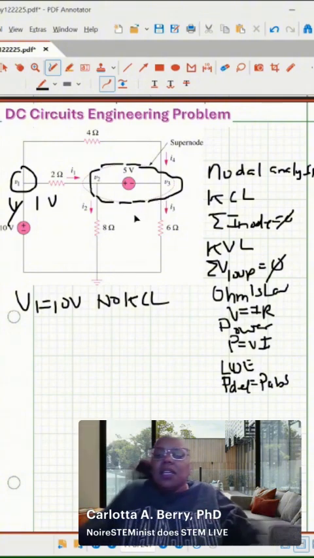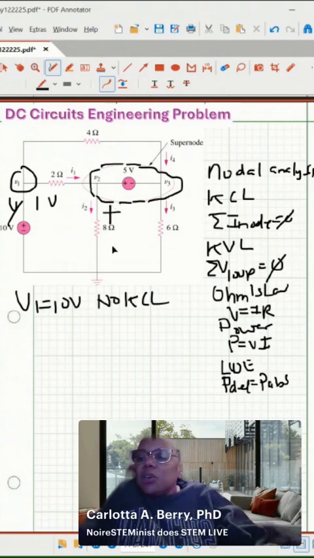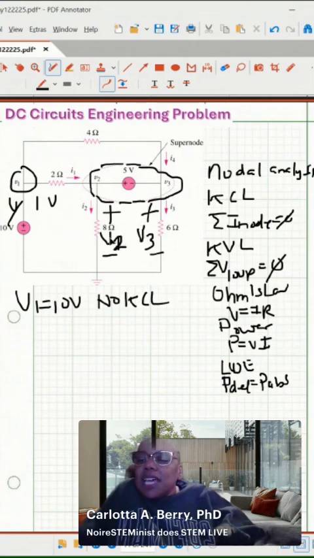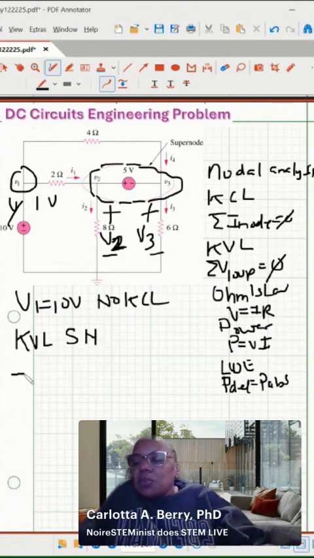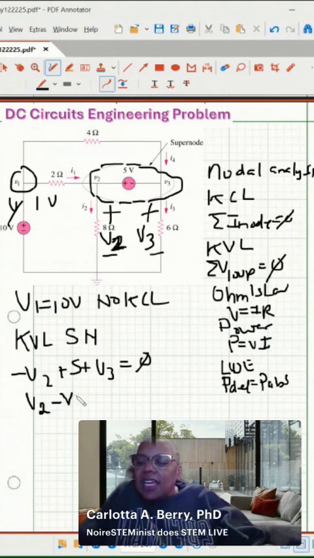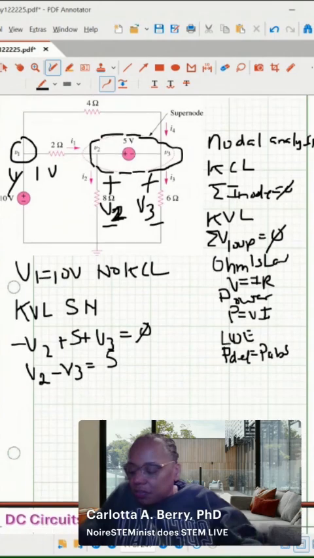And the supernode, the voltage on the left side of that supernode is V1. The voltage on the right side of that supernode is V3. I'm sorry, it's V2 on the left and V3 on the right. So if I did KVL around that supernode, you would see that negative V2 plus 5 plus V3 equals 0. Another way to state that is V2 minus V3 equals 5.